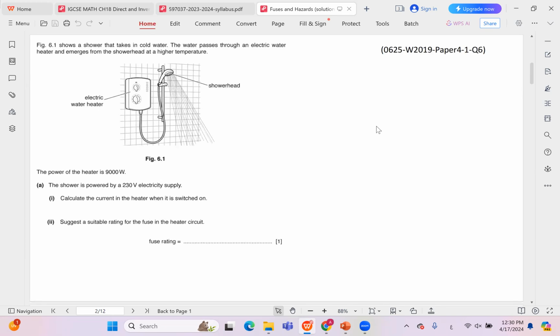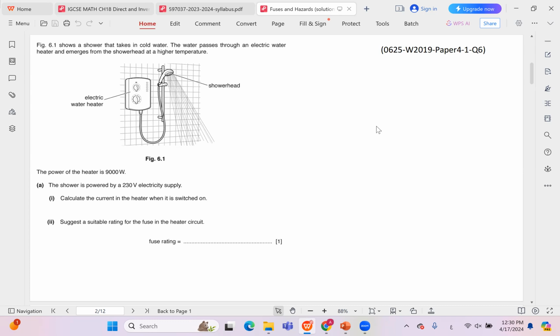Figure 6.1 shows a shower that takes in cold water. The water passes through an electric heater and emerges from the shower head at a higher temperature. The power of the heater is 9,000 watts. The shower is powered by a 230 volt electric supply. Calculate the current in the heater when it is switched on.